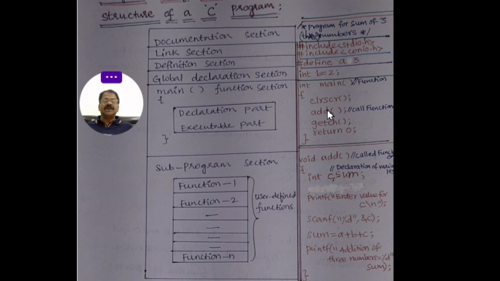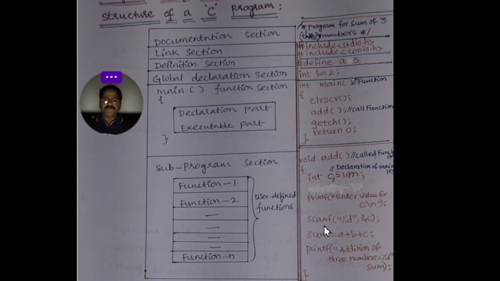Next, whenever we call this function, we will go to the called function. You see here this program for sum of three numbers. Here I declared variables c and sum. The type is integer data type. Next, enter value for c. Next, backslash n. Backslash n is an escape sequence character. It is used so that our cursor will go to the next line.